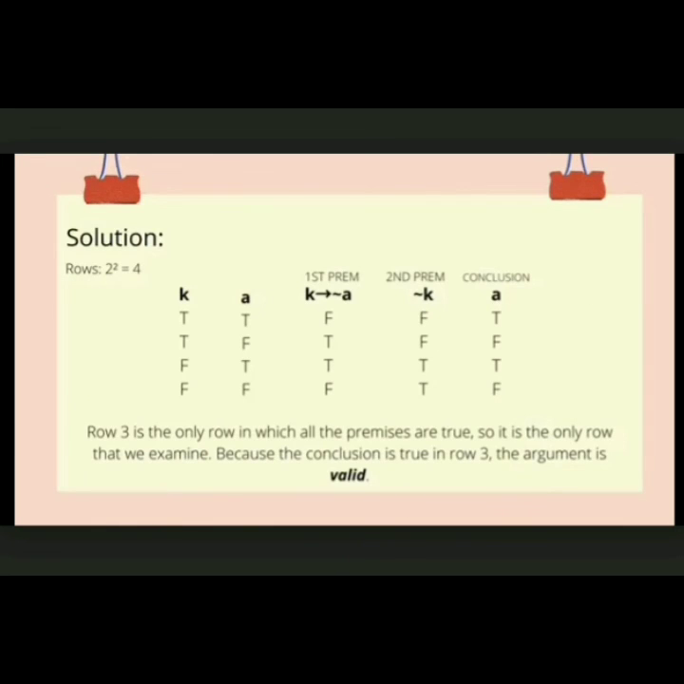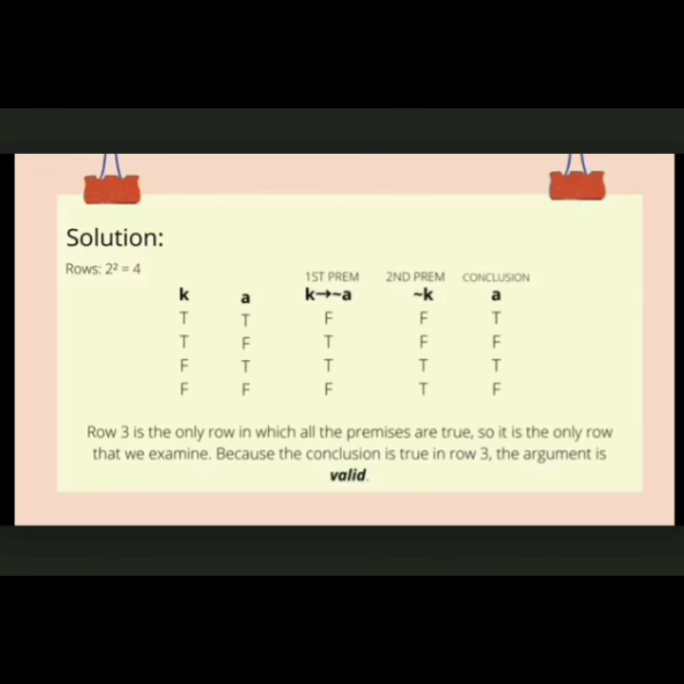For our solution, we have two symbolic forms, which are K and A. So we're going to solve it as 2 raised to 2 is equal to 4. So we have 4 rows in our truth table. For our K, we have true, true, false, false. In our A, we have true, false, true, false.